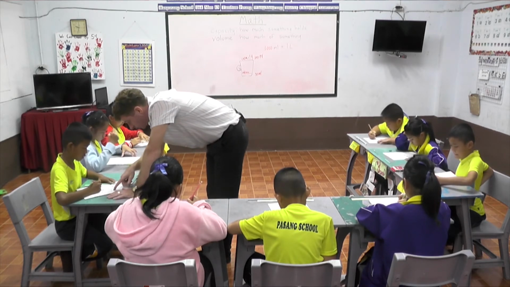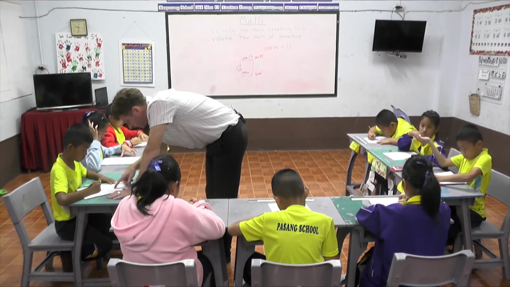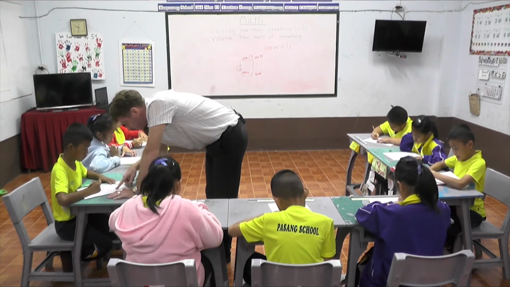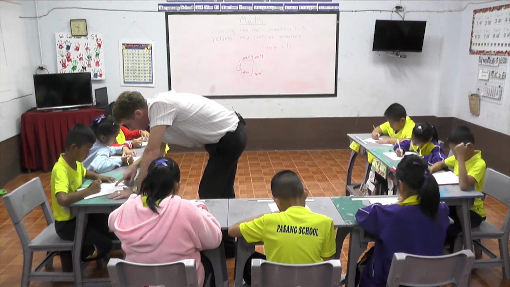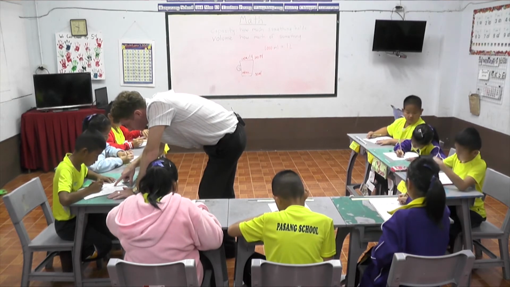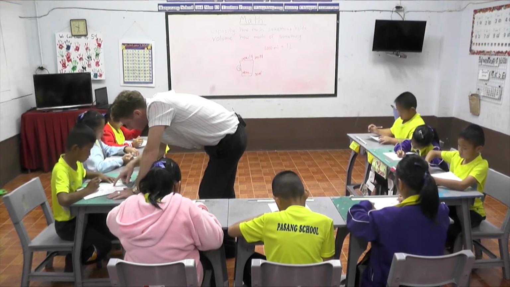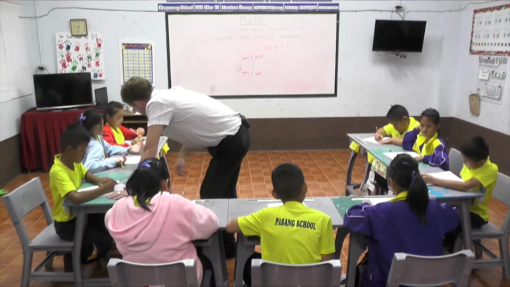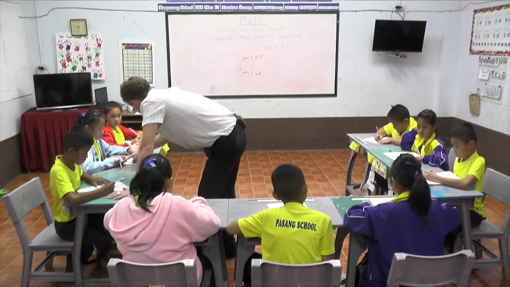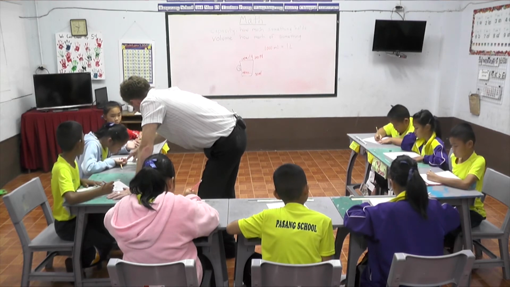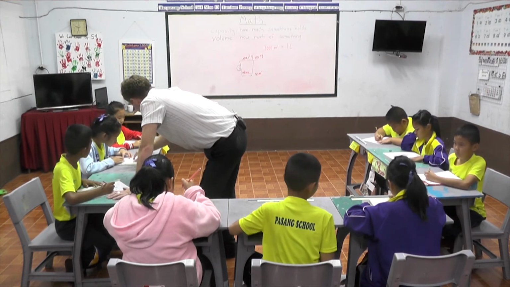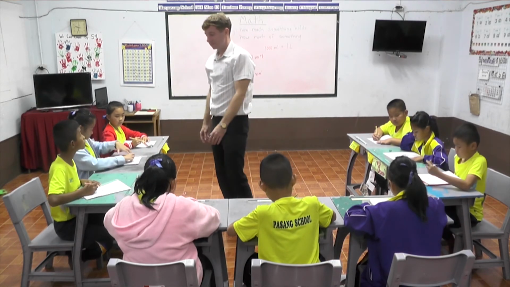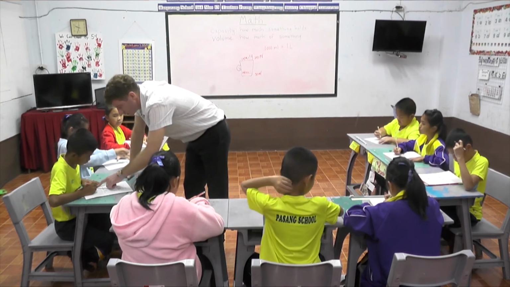So let's see, this one's done already. The milk is 1 litre, which is 1,000 milliliters. This one, excellent, well done, Pat. How about this one? How many milliliters? 500 milliliters. So which container holds 500 milliliters? Can you see? 500 milliliters. Yes.